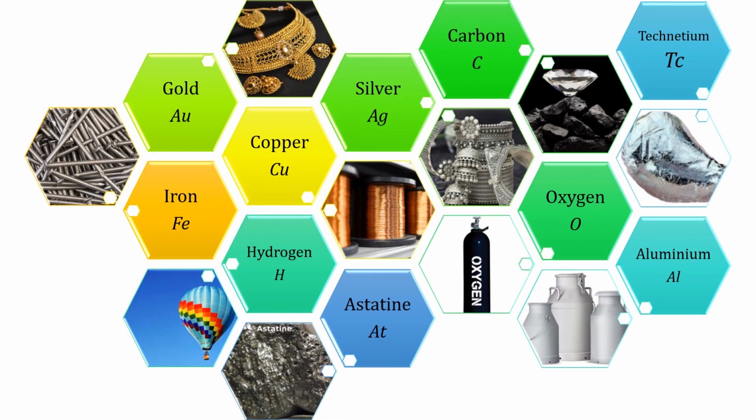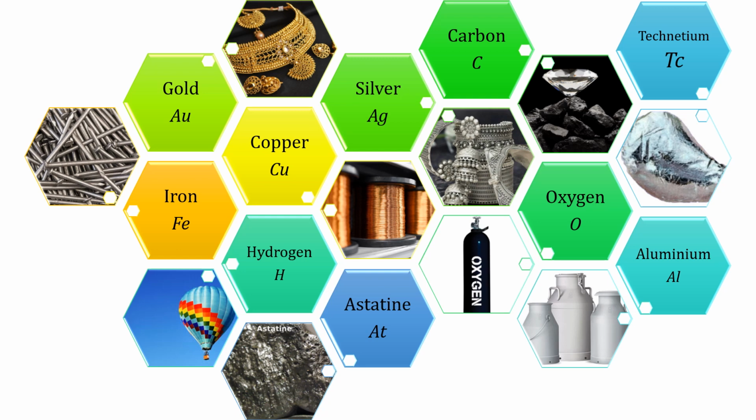Let's look into some elements we use in our daily lives. Gold, represented with the symbol Au, and silver, represented with the symbol Ag, are the most common elements used in jewelry. Copper with symbol Cu and aluminum with symbol Al are mainly used in the making of electrical cables and cooking utensils. Iron with symbol Fe is used in the making of construction materials, cast iron pans and iron nails.